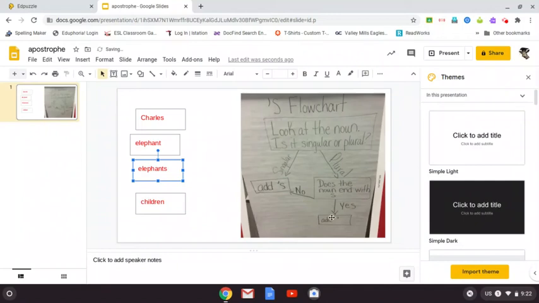Children is also plural, but let's use the flow chart to think about that. Children. Does children, even though it's plural, end with an S? No, it does not. So if it does not already have an S, then we're going to add an apostrophe S to show ownership. And this is difficult and it does take some practice.